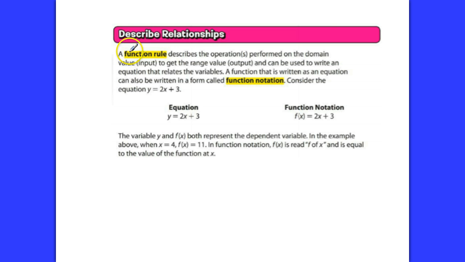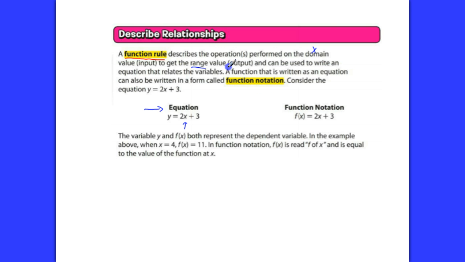Well, a function can be rewritten as a rule that is an equation, like this. That is a function. y is equal to 2x + 3. All right, a function rule describes the operations performed on the domain. Remember, the domain is x, and that's the input, okay, to get the range values, which is the output. So in other words, if you input a value for x, it outputs a value for y. Input, output, domain, range, x, y.